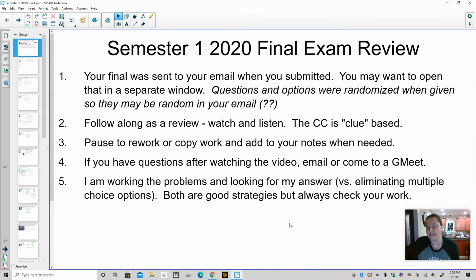Remember, the concept checks are clue based. I do it a little bit differently than Newman. You'll have to watch and listen. Pause to rework or copy work and add it to your notes when needed. If you have questions after watching the video, by all means, send us an email or come into a Google Meet. And then I am going to choose the technique of working the problems and then looking for my answer versus eliminating multiple choice questions. Both are great strategies, as long as you always check your work.